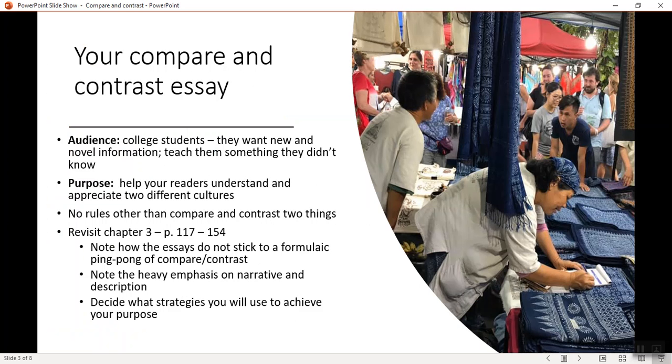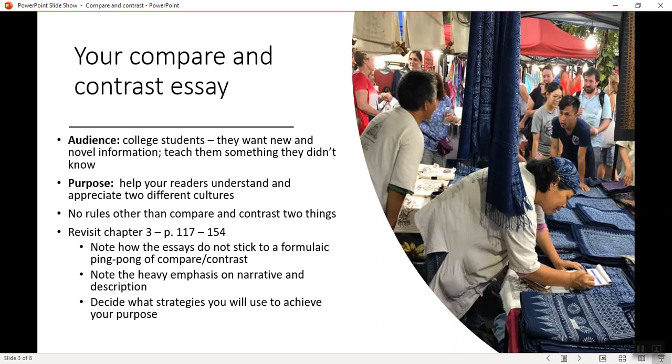So with your particular essay, you already know who your audience is. It's college students. And what do we know about college students? They want new and novel information. They want you to teach them something that they don't already know, because they don't have patience to read things that they already know. And when you're talking about history and culture, chances are your audience probably knows a lot of the same things that you do.